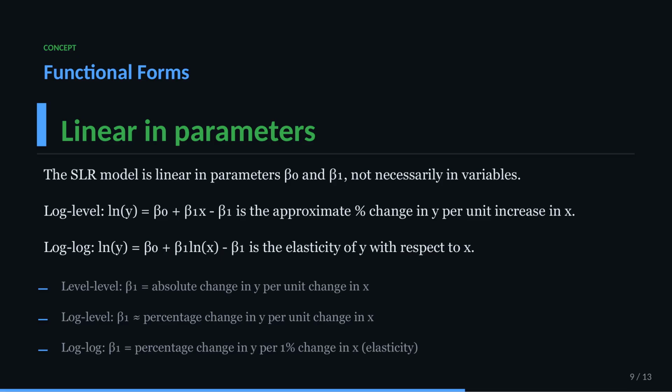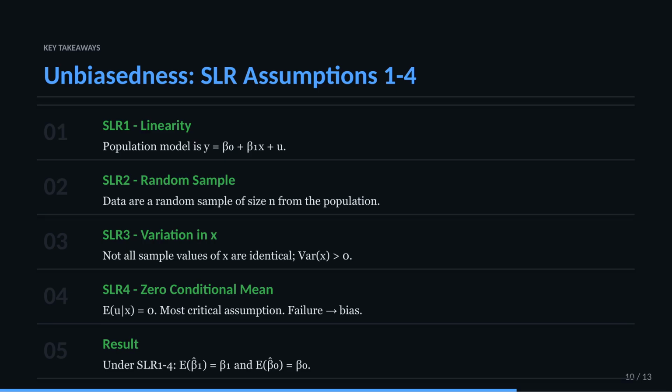So when is OLS unbiased? In the simple regression model, we usually summarize the core requirements as SLR1 through SLR4. SLR1 says the model is linear in parameters. SLR2 says we have a random sample. SLR3 says the regressor varies in the sample. And SLR4 says zero conditional mean, which is the crucial assumption for causal interpretation. If those four conditions hold, then on average beta 1 hat equals beta 1 and beta 0 hat equals beta 0.